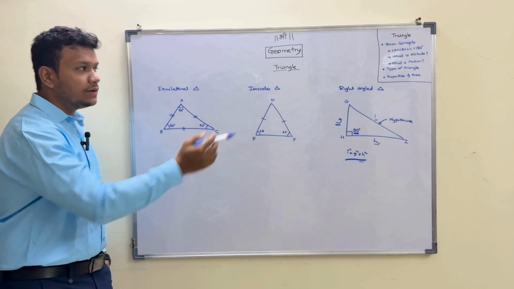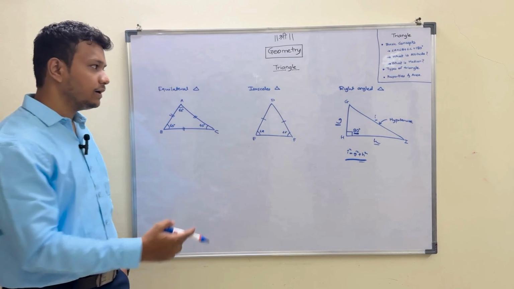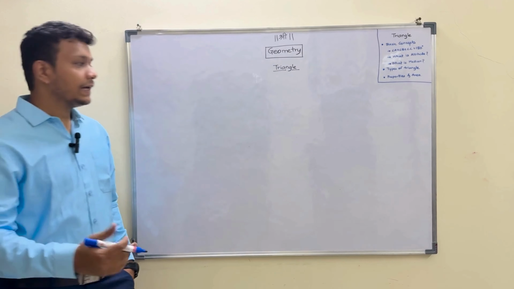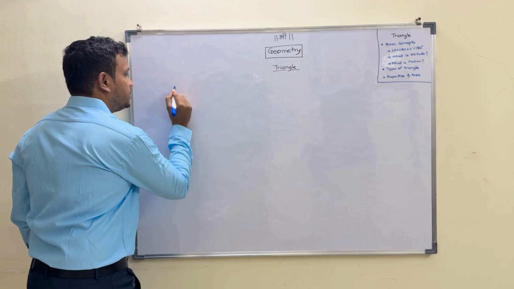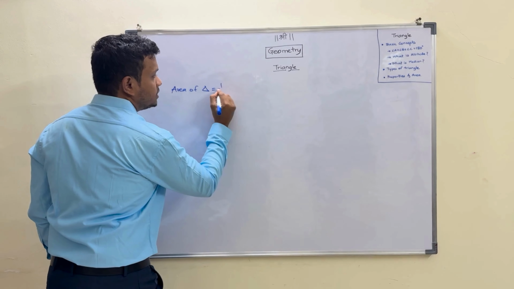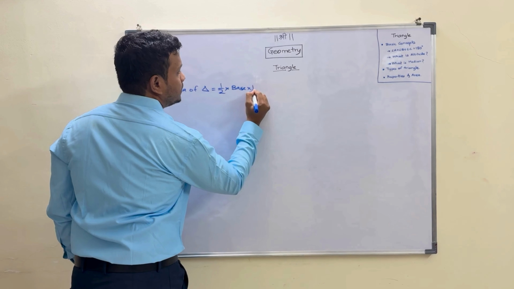Now we have seen different types of triangle. Now we'll just move to some formulae of triangle and some properties of equilateral triangle. See, the area of a triangle, how do we calculate it? So if I have to compute the area, the formula is 1 by 2 into base into height.